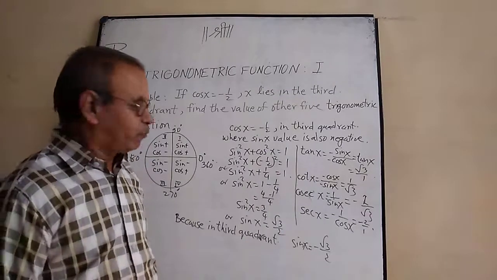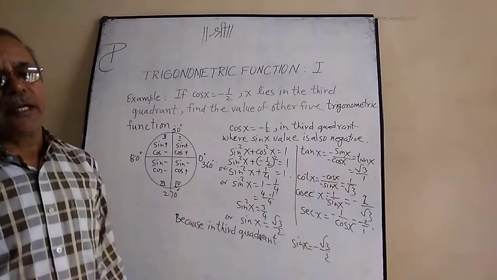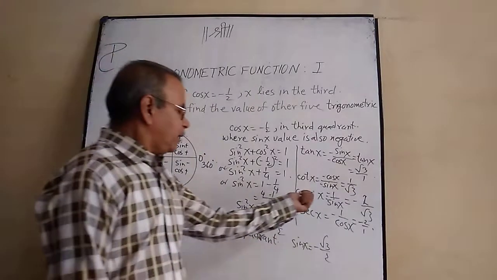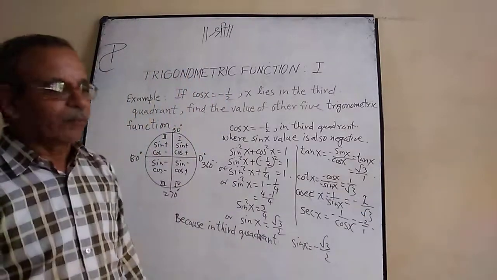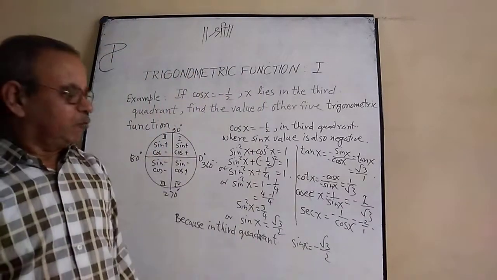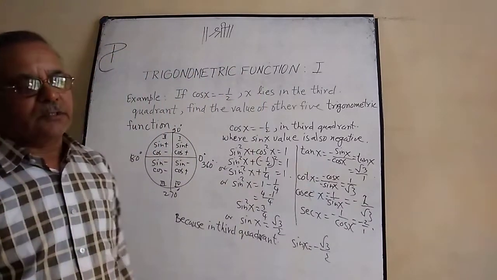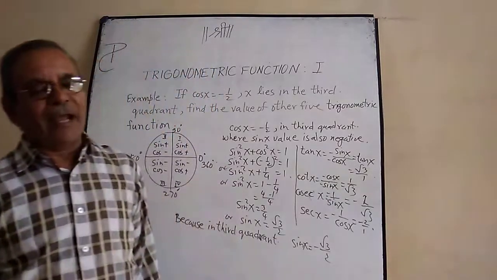Be careful. Now cot x is equal to 1 by root 3 because sine and cos both are negative. And cosec x is equal to 1 by sine x, which is minus 2 by root 3. And sec x is equal to 1 upon cos x, which is minus 2 upon 1. Now this is the finish of the question, and now we will come to the different angles in the next video.